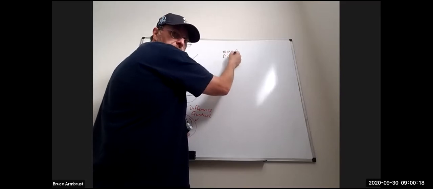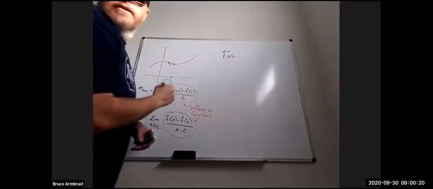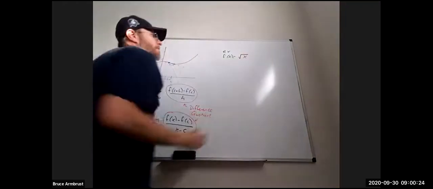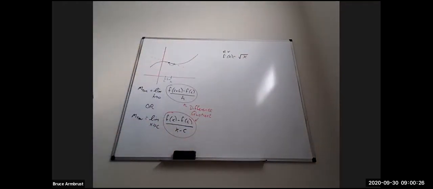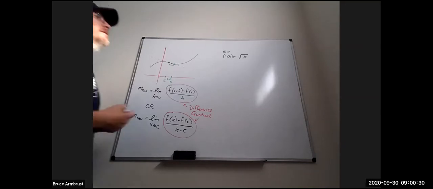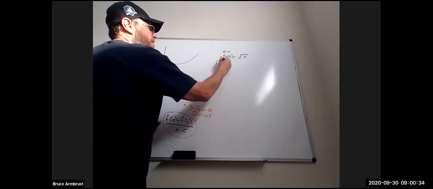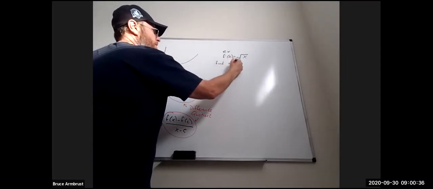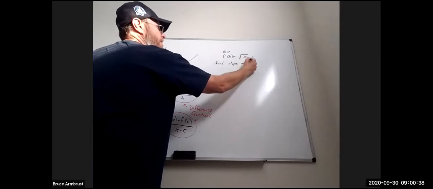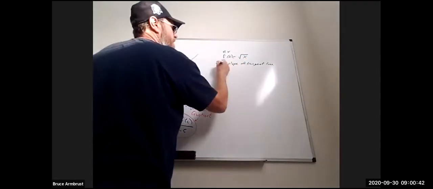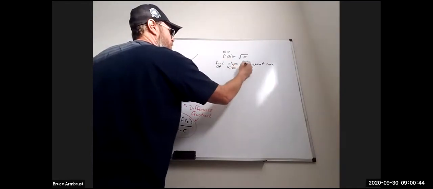Let's look at f of x equals the square root of x. And let's find the instantaneous rate of change, or the slope of the tangent line. So I'll go ahead and write here the slope of the tangent line at x equals 4.